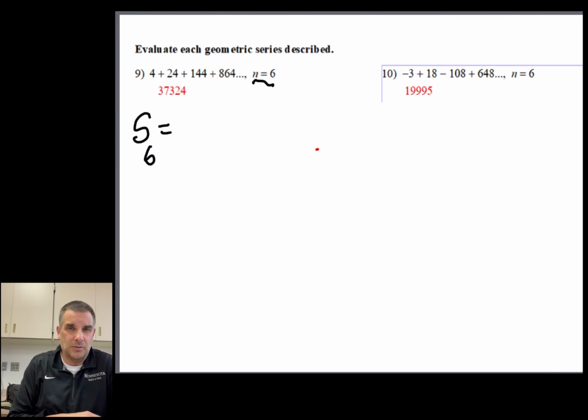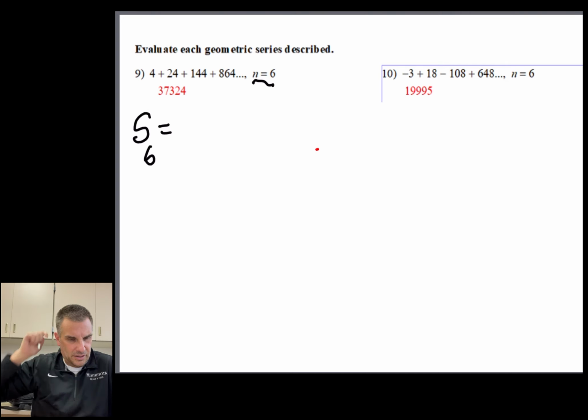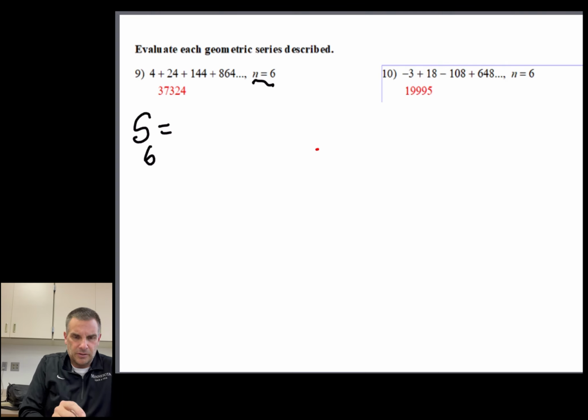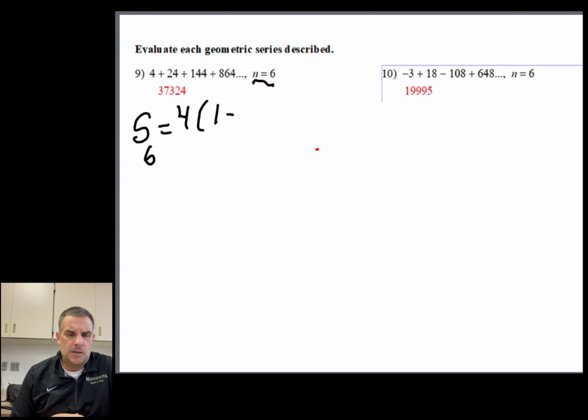That's what you've seen me doing when I was going through it before. It says my first term, which is 4, times 1 minus my ratio. Well, what's my ratio? I go from 4 to 24 to 144. So 24 divided by 4, that's 6. Just to double check, 144 divided by 24 is 6. So my ratio is 6.